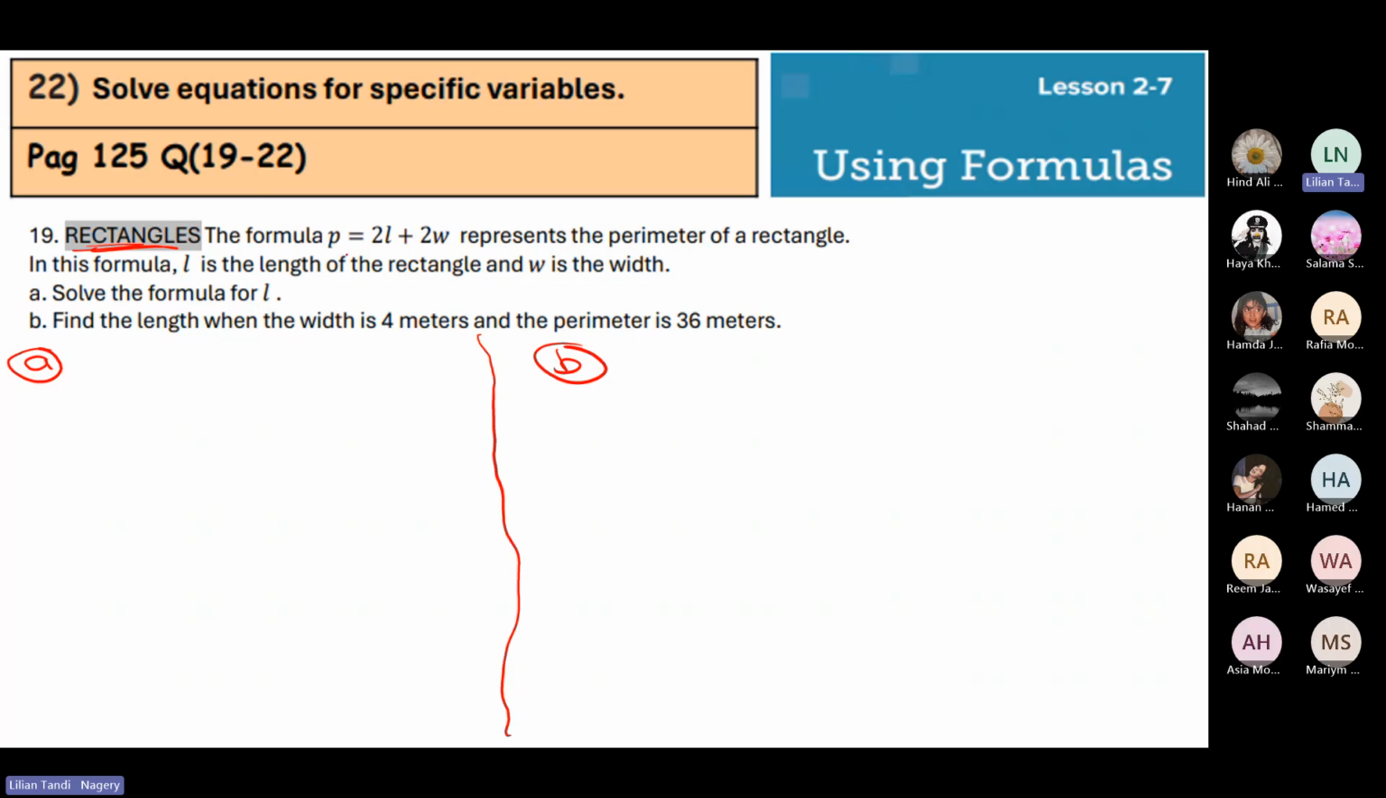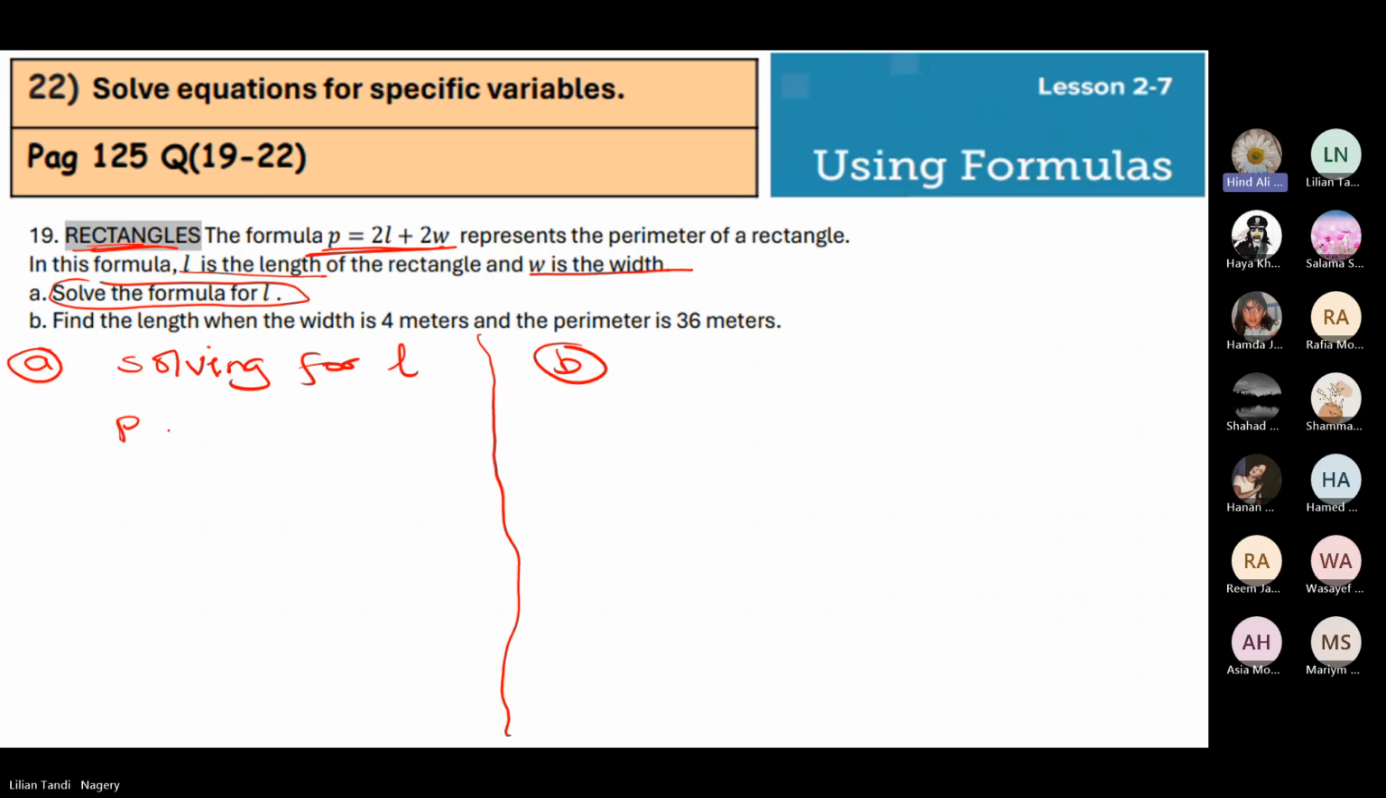The perimeter of a rectangle is given by this kanun. So it tells you here, the formula P equals 2L plus 2W represents the perimeter of a rectangle. In this formula, L is the length of the rectangle and W is the width of the rectangle. Solve the formula for L. So you write the kanun. First you say what you're doing. I am solving for L.